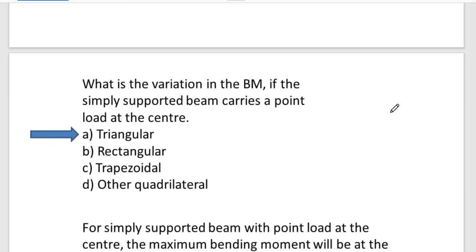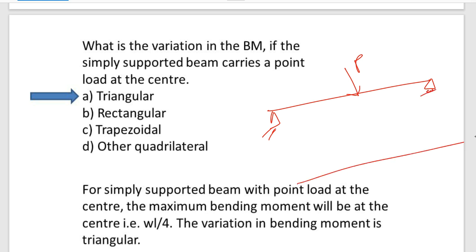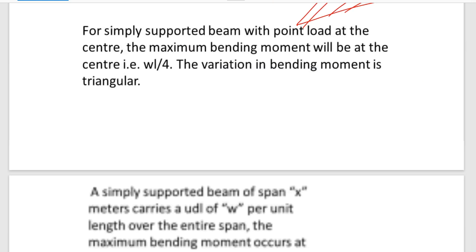Next, what is the variation of bending moment if the simply supported beam carries a point load at the center? If a simply supported beam takes a point load at the center, what will be the variation? So mainly we have to draw the bending moment diagram, and it looks something like that, and the value for the point load is WL/4. So the shape is nothing but a triangular shape, option A.